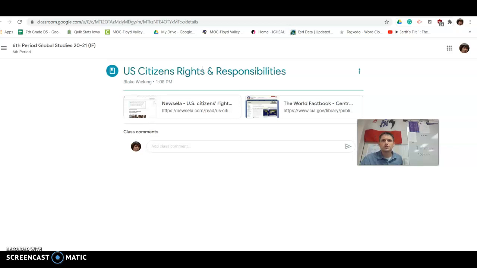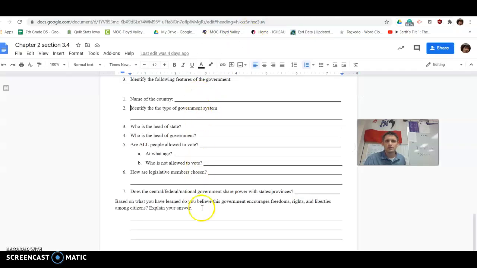But between Culturegrams and the CIA World Factbook, you should be able to answer these questions about a country's government structure and system, as well as maybe use that to help you answer this last question.